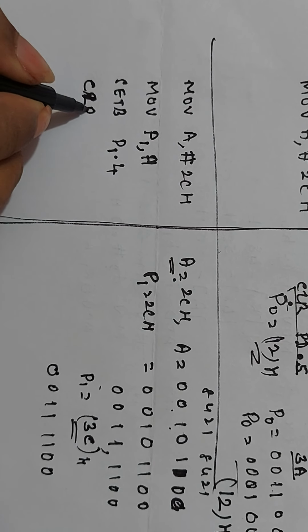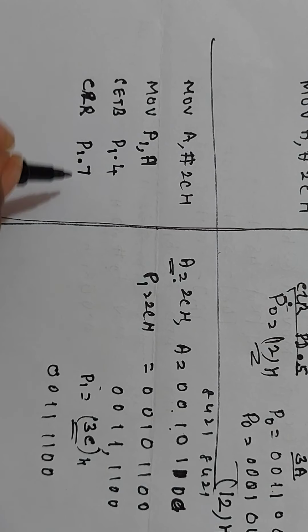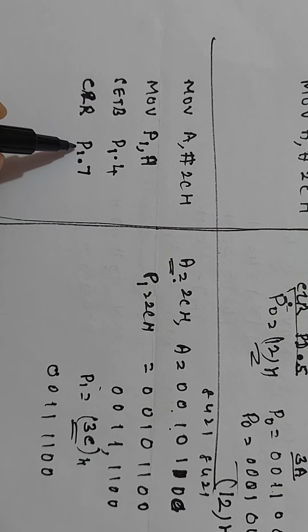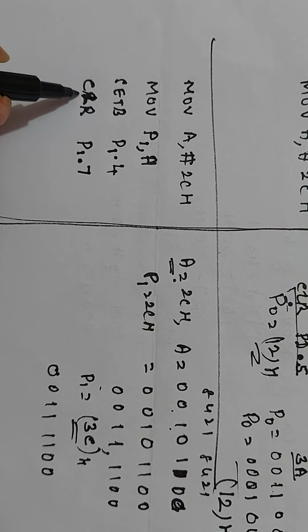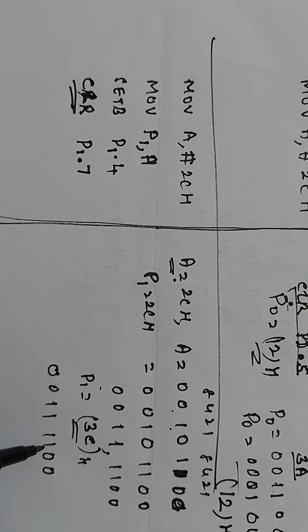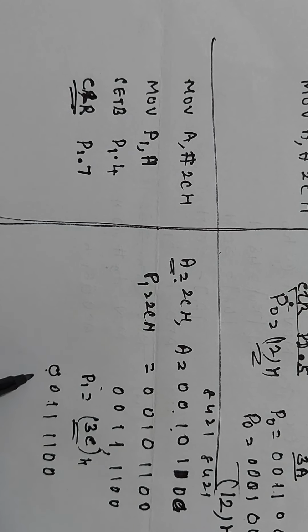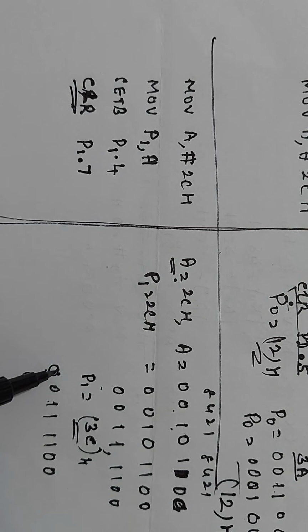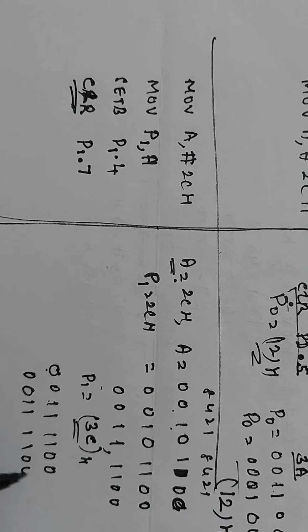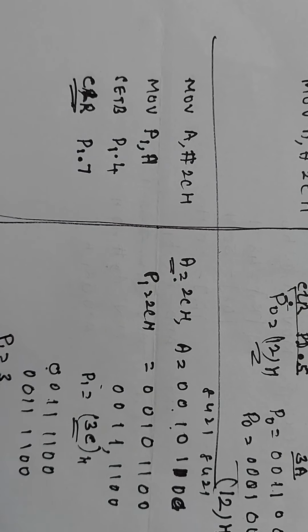Again I will give one more instruction. CLR P1.7. The seventh bit of port P1 is cleared. CLR means clear. Which is the seventh bit? 0 bit, first bit, second bit, third bit, fourth bit, fifth bit, sixth bit, seventh bit. Make it clear. Whether it was 1 or 0, clear means it goes to 0. 0 0 1 1 1 1 0 0. Same. Therefore, now the port P1 contains the same 3CH.